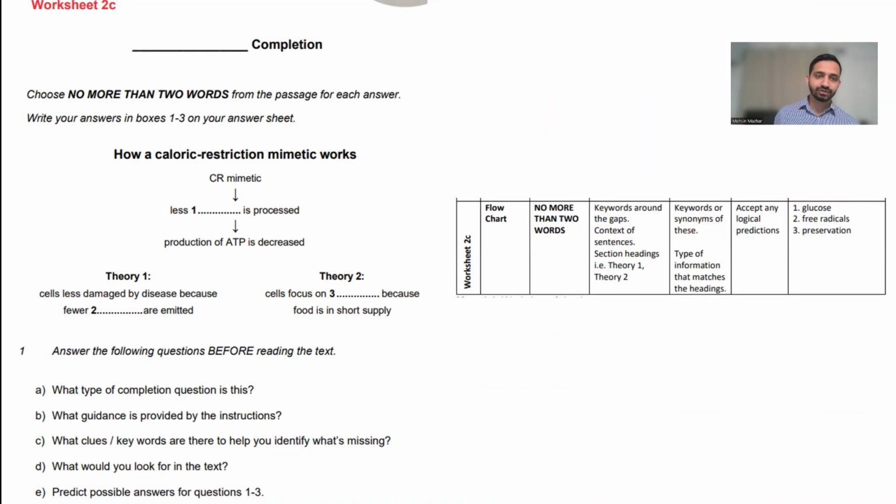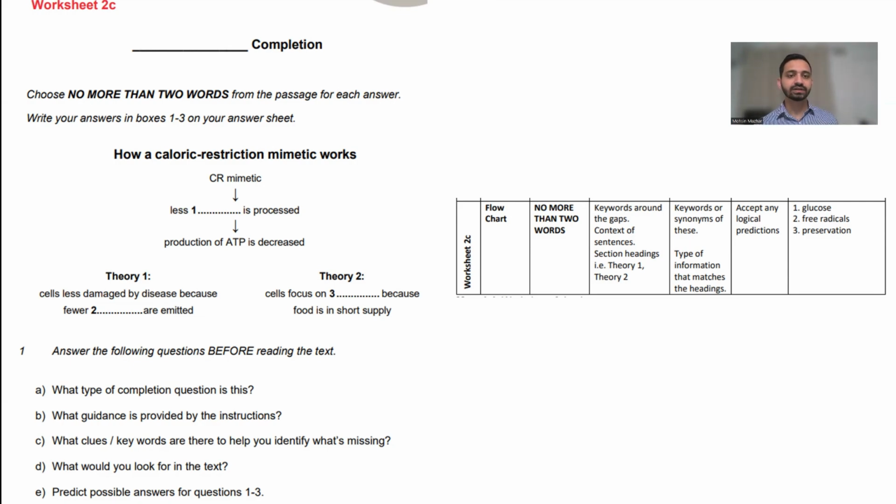All right, let's review the answers. This is a flow chart, right? You see the arrows. It's a flow chart. Okay. Instructions: no more than 2 words. You can't write more than 2 words here. Okay. You already know the answers from C to D. Let's look at the answers here.